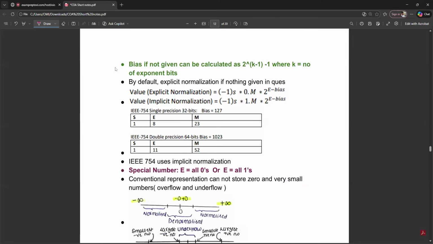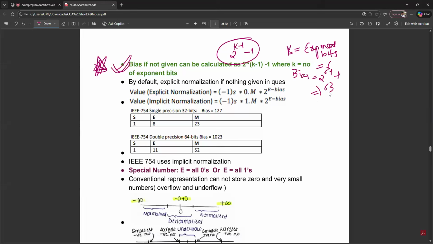Now next point, this is one good point: if the bias is not given, it can be calculated as 2 power (k minus 1) minus 1, where k is the number of exponent bits. So if it is given that there are 6 bits, then bias is 2 power 5 minus 1, which is 31. In this way you have to calculate it.